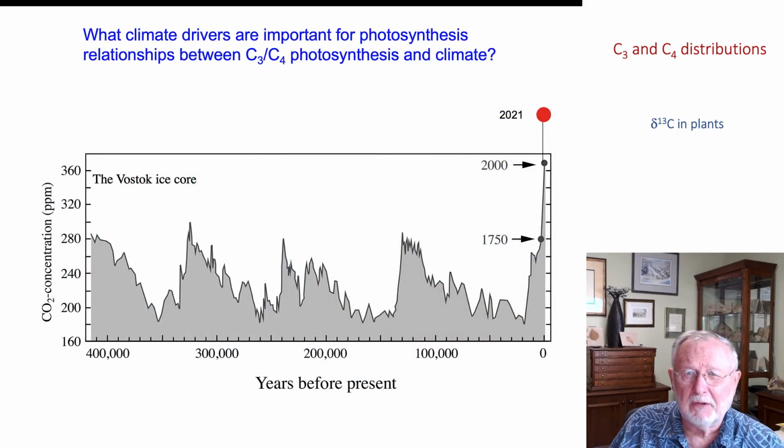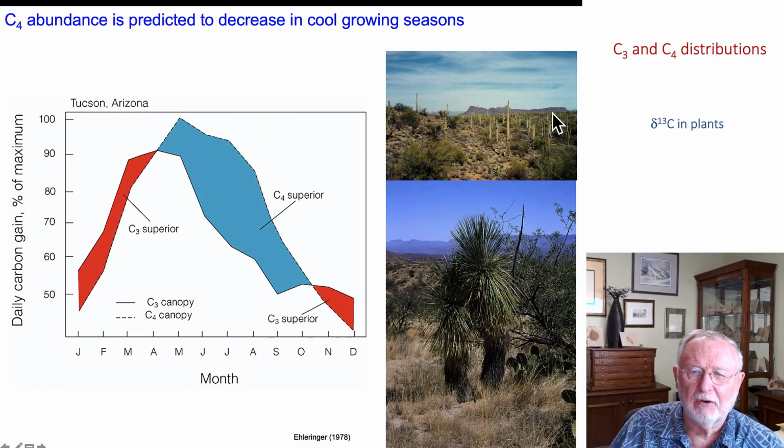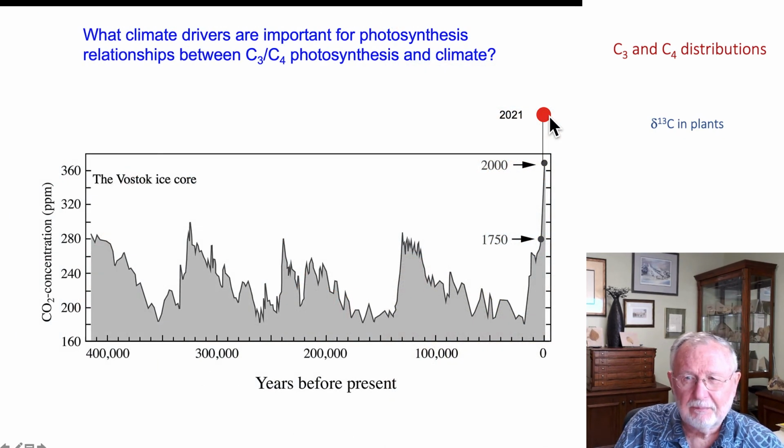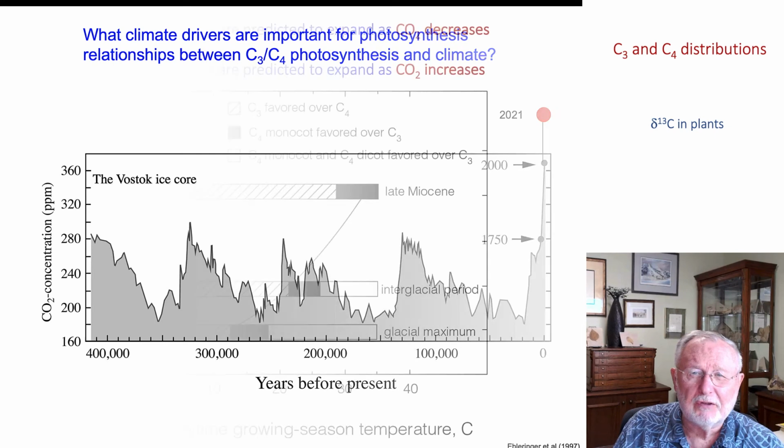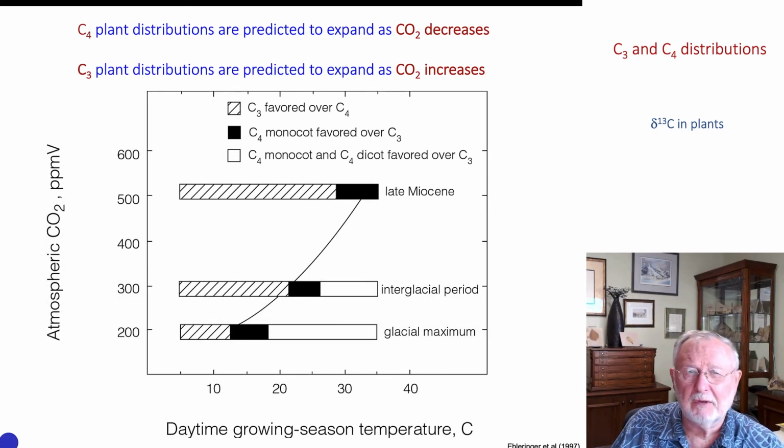So what's going to happen to the relationship of C3 and C4 in climate now that the temperatures are changing? Here we can look at the Vostok core for the last 400,000 years as we went in and out of ice ages. We went from a high CO2 to a low CO2 environment to today's very high environment. One would predict, based on what we have been talking about so far, that the current environment and certainly future environments over the next century are likely to favor C3 over C4 because of CO2 increases.